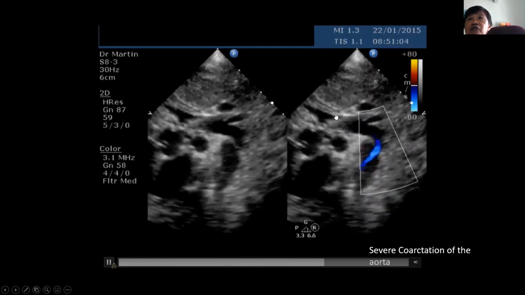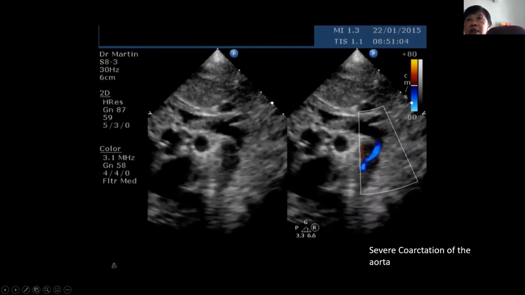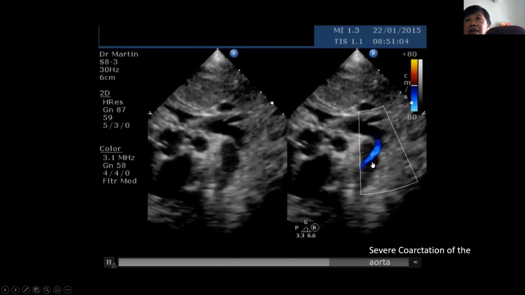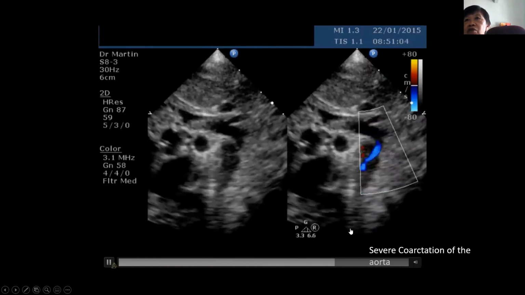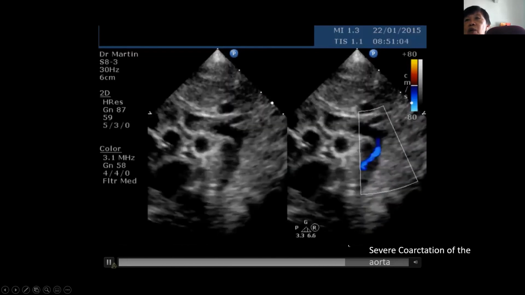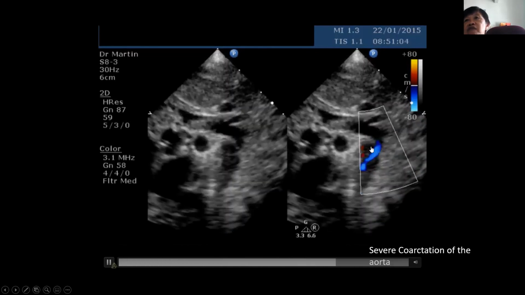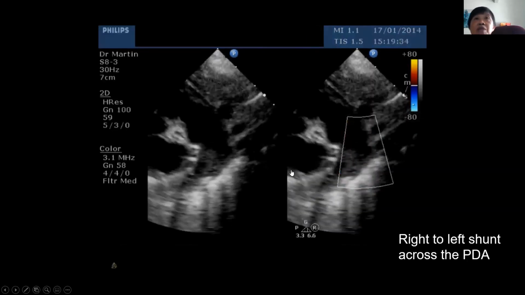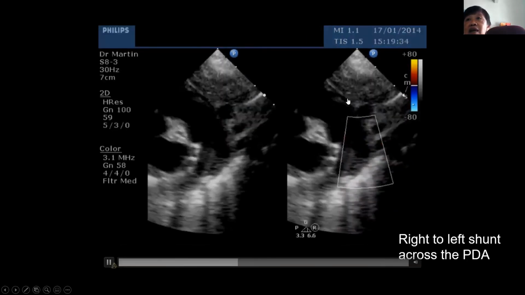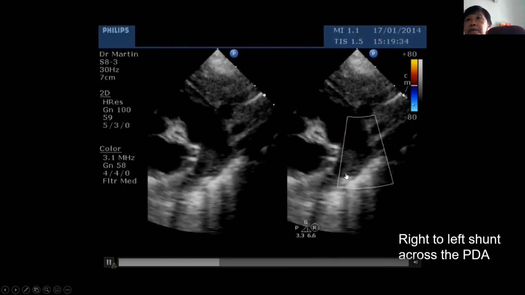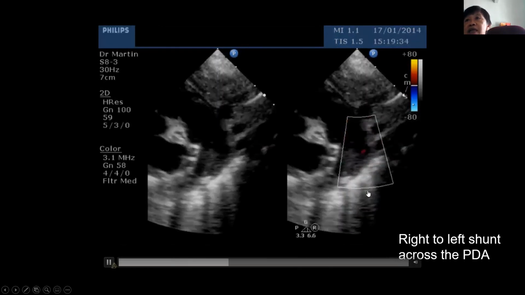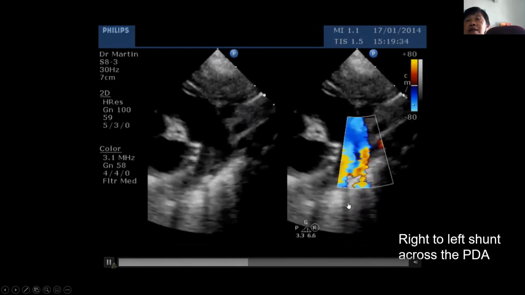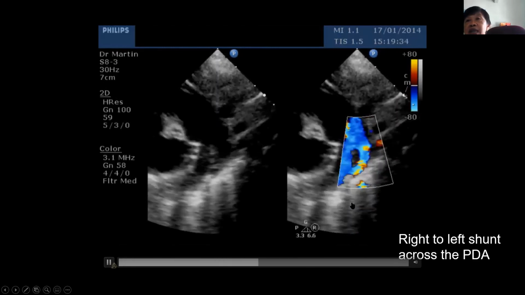Though there's enough flow to the brain, to both upper limbs, to the subclavian artery, there is hardly any flow to the descending aorta into the abdomen and the lower limbs. So the kidney will be the first to suffer ischemia. So immediately we start the patient on IV prostaglandin, and now we have the duct open up, we reverse flow to supply the aorta and the flow to the abdomen and the lower limbs.